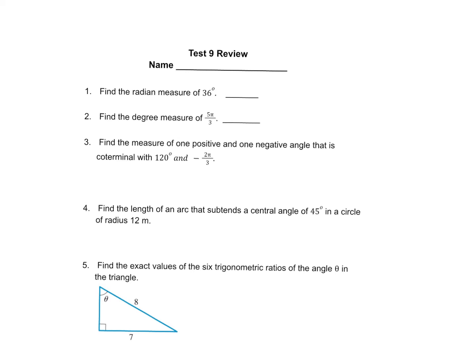All right, guys, let's knock out this Test 9 review. Help you get ready for tomorrow. Number 1 says find the radian measure of 36 degrees.